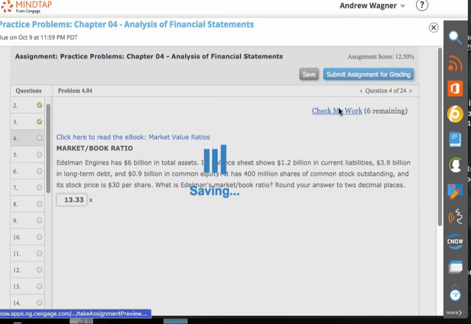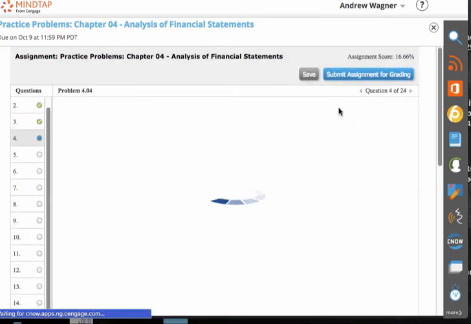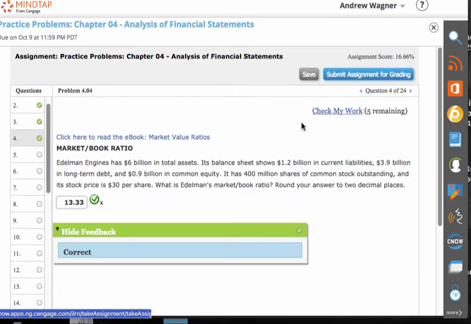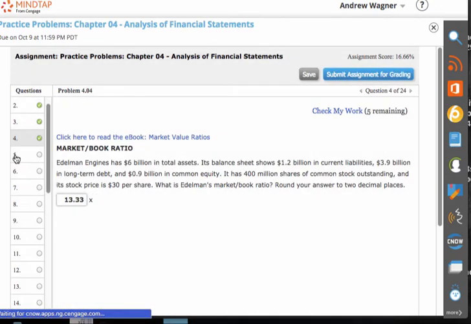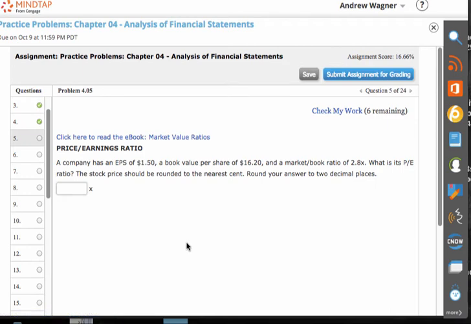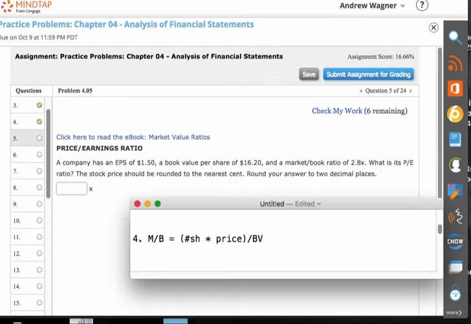So yes, it is correct. I was worried for a second. PE ratio. A company has earnings per share of $1.5, book value per share of $16.2, and the market to book value ratio is 2.8. What's the PE ratio? What is the PE ratio?